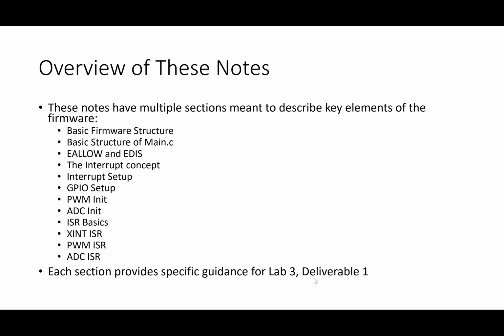All right, so all that said, I've got a couple of things here. The basic firmware structure: this is going to talk about the overall needs of the system. Then the basic structure of main.c, so what's included in our main function. And then I talked about this in class: EALLOW protected registers. Essentially, EALLOW and EDIS, what are they? And how to figure out which registers are EALLOW protected.